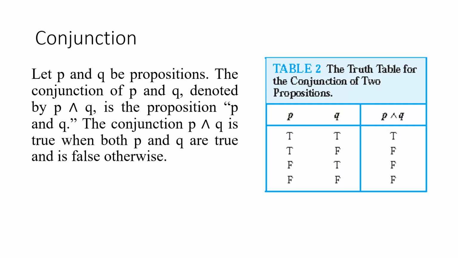If P is true and Q is true, then P and Q is true. If P is true and Q is false, then P and Q is false. If you have P which is false and Q is true, then still it's false. And if both P and Q are false, then it is false. So let's have an example.